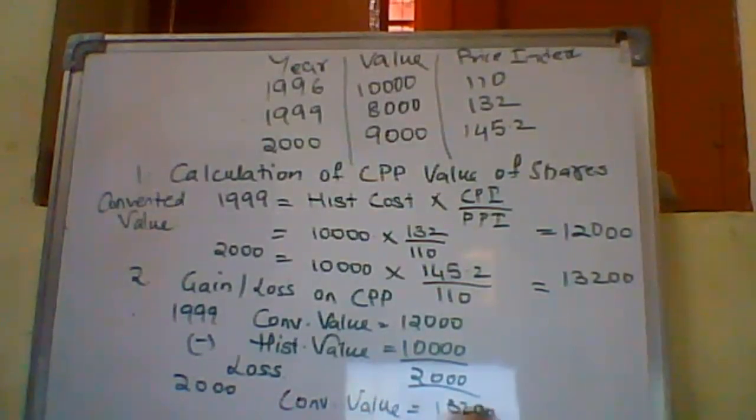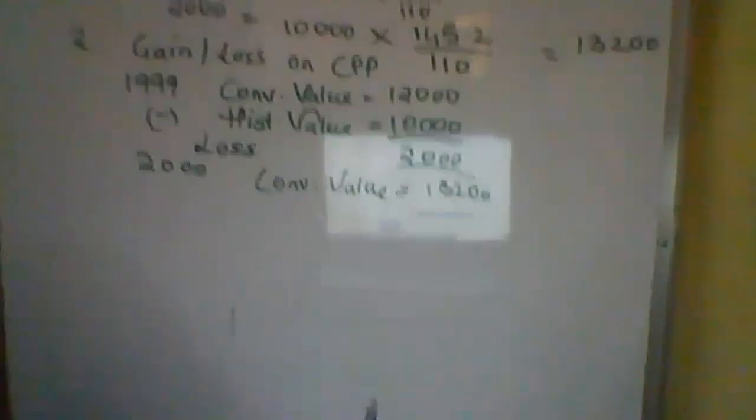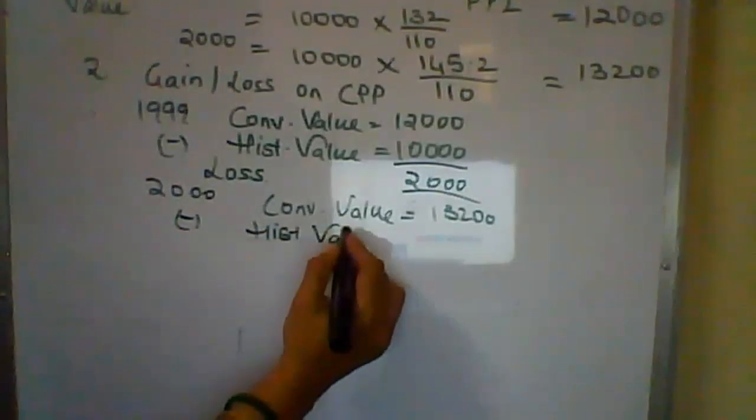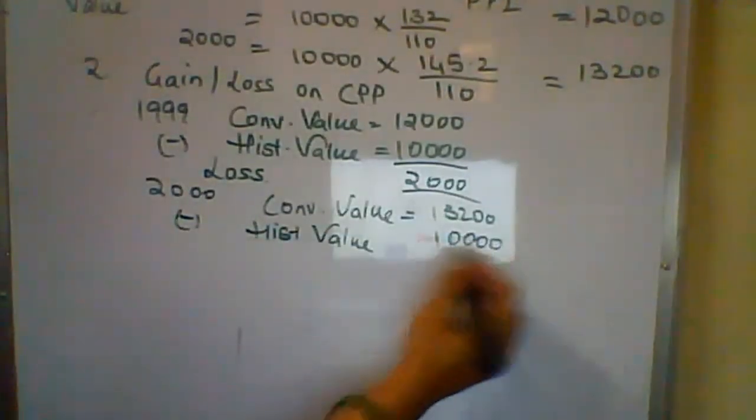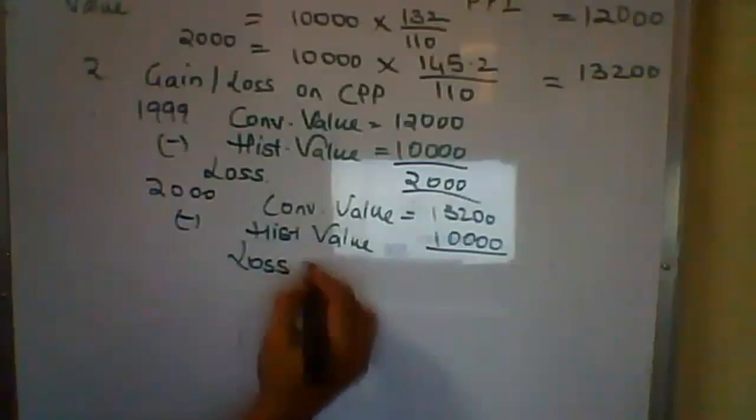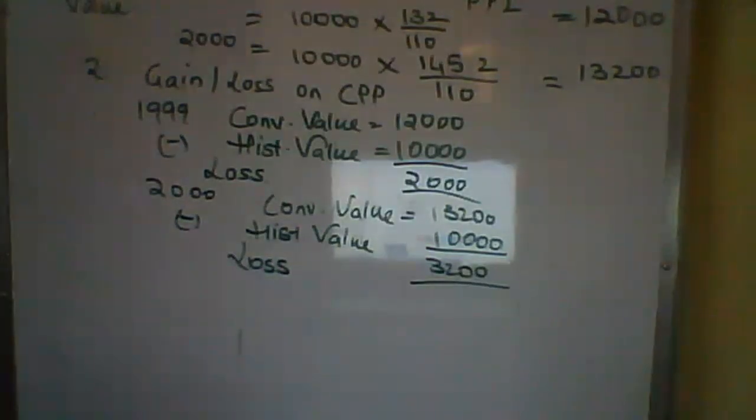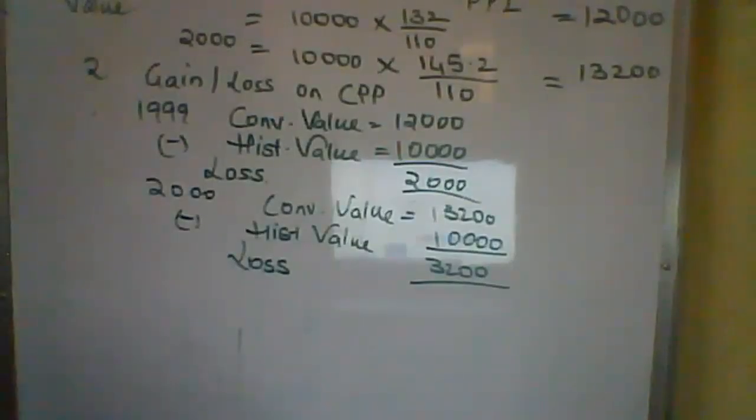In 2000, now I will calculate converted value 13,200 minus historical value 10,000. So I get loss 3,200. So I am getting here a loss of 3,200. This is the second question he asked. It means what is the gain or loss due to holding? Due to holding, the loss which is there is 2,000 and 3,200 in the year 2000.